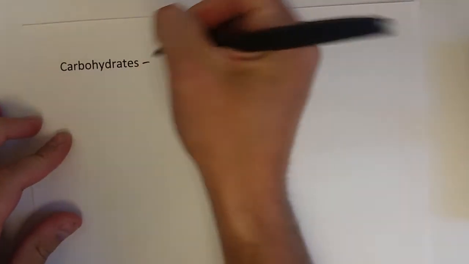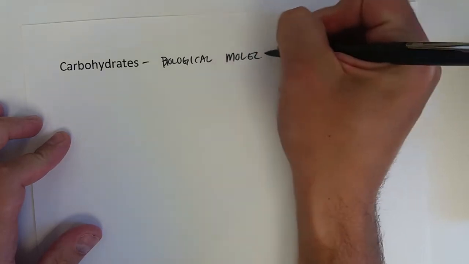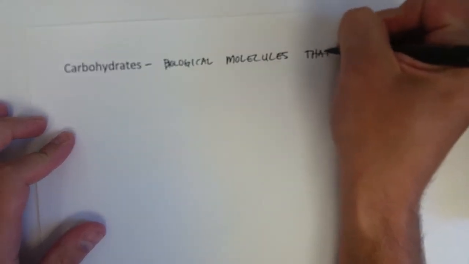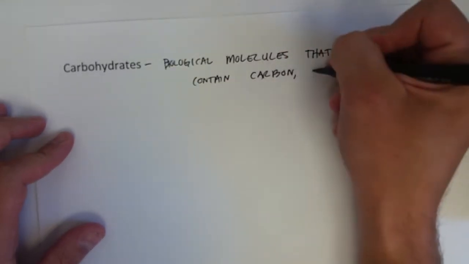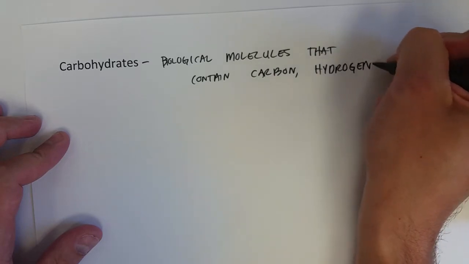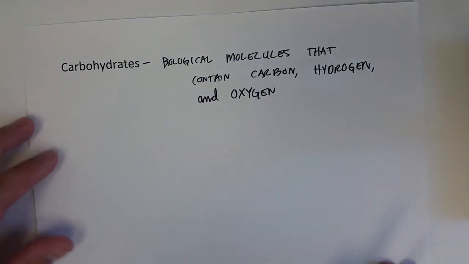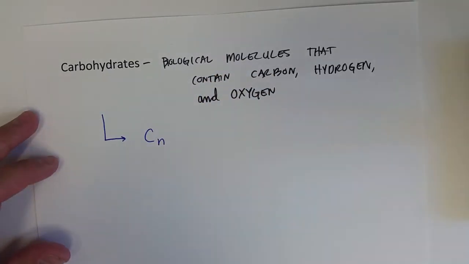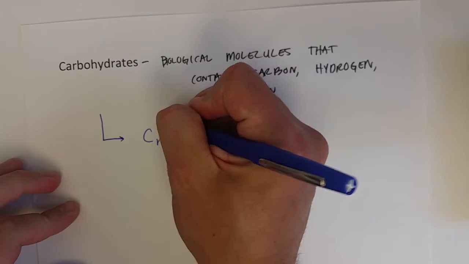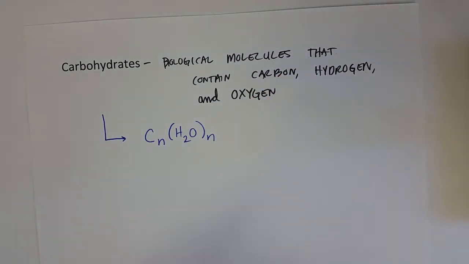All right, carbohydrates are biological molecules that contain carbon, hydrogen, and oxygen. Simple sugars, or monosaccharides as we'll begin to call them, have a very simple formula. For every carbon there is, let's say there's n number of carbons, it can be 3, 4, 5, 6, there are that many water molecules. And so initially it was thought that these are hydrates of carbons, and hence the name carbohydrates.